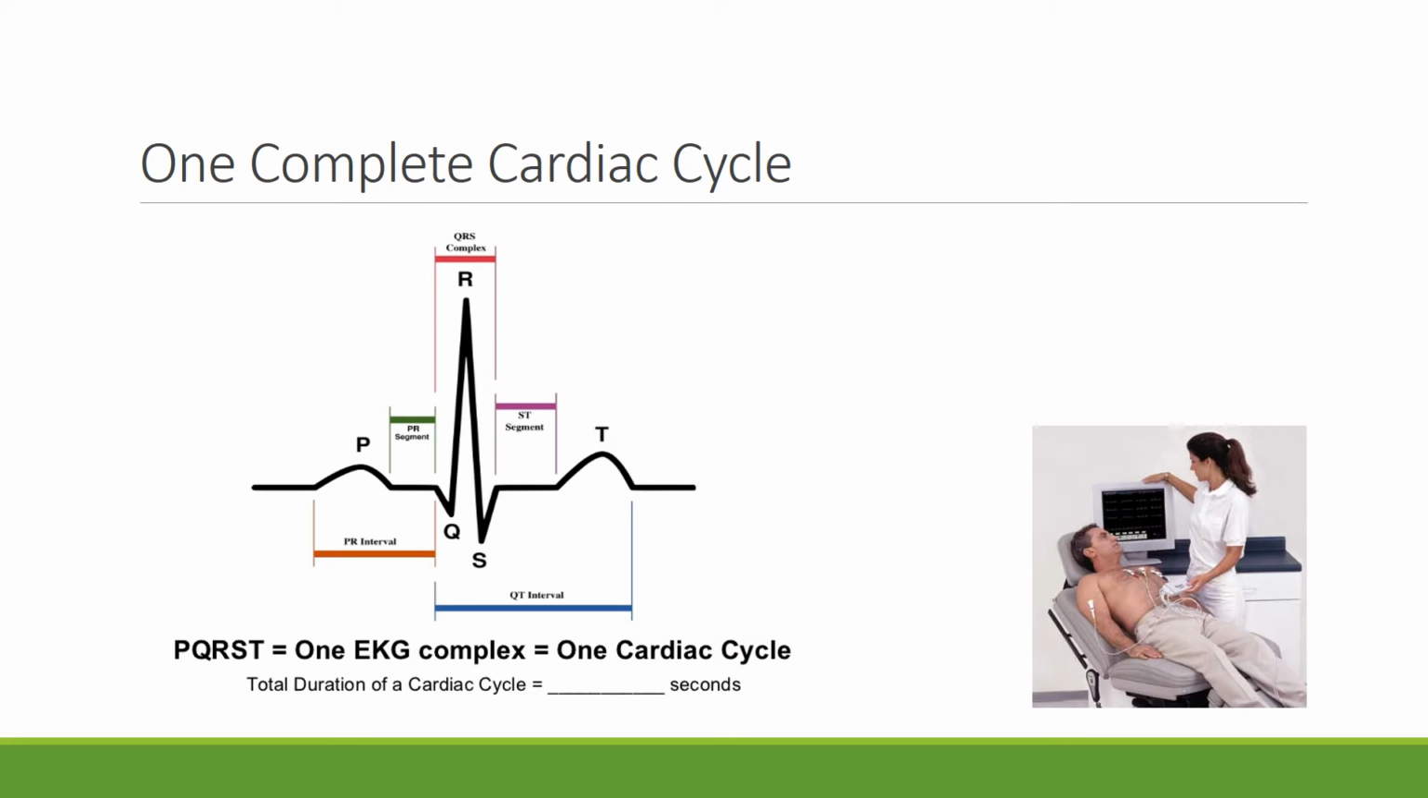On the left is an electrocardiogram showing one complete cardiac cycle. This cardiac cycle is composed of the P, QRS, and T waves. On the right is the machine used to obtain this complete cardiac cycle.